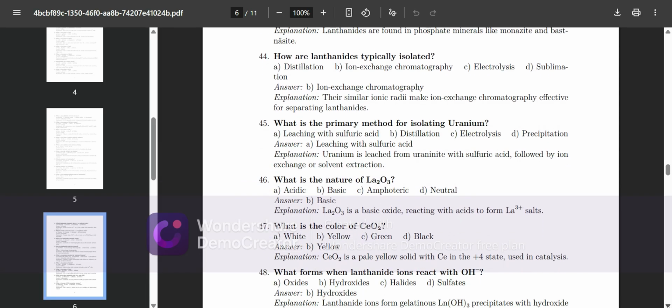How are lanthanides typically isolated? Ion exchange chromatography. Their similar ionic radii make ion exchange chromatography effective for separating lanthanides.